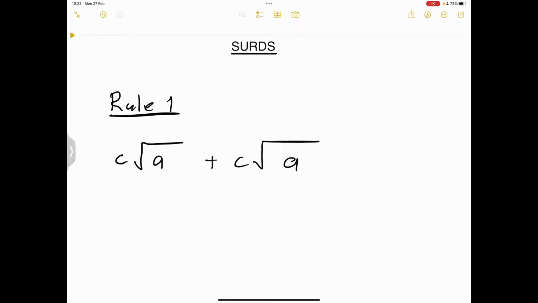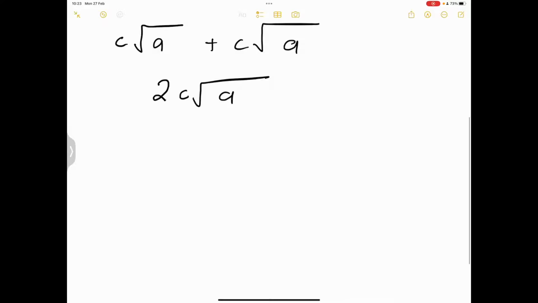So in this case, what this would give me would be 2, almost the same as saying x plus x gives 2x. So this would be 2, the c-th root of A. Now let me make an example on this. So say for argument's sake, I've got cube root of 3 plus, let's say, 2 cube root of 3.